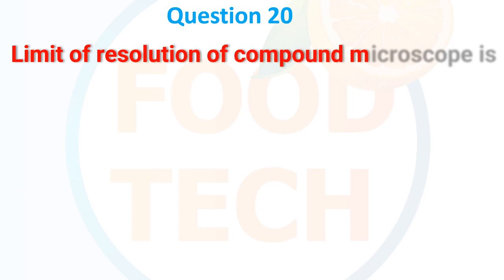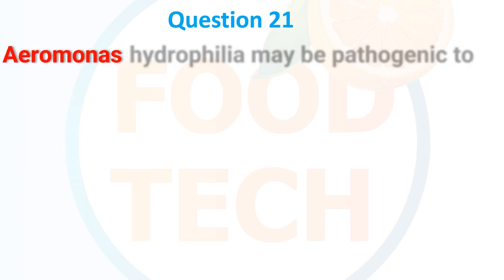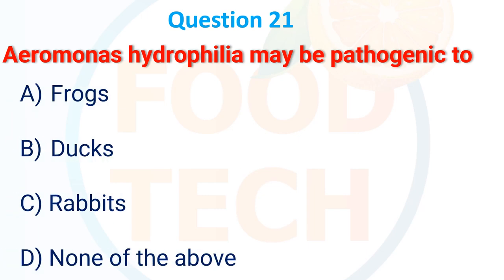The limit of resolution of a compound microscope is A. 0.018 angstrom unit, B. 0.1 mm, C. 5 mm, D. 1 mm. The answer is B. 0.1 mm. Aeromonas hydrophila may be pathogenic to A. Frog, B. Duck, C. Rabbits, D. None of these. The answer is A. Frogs.